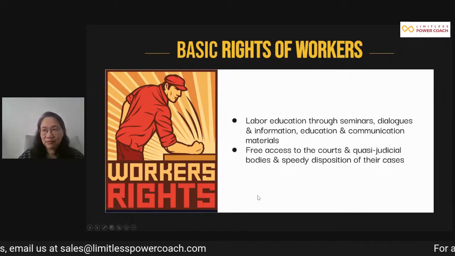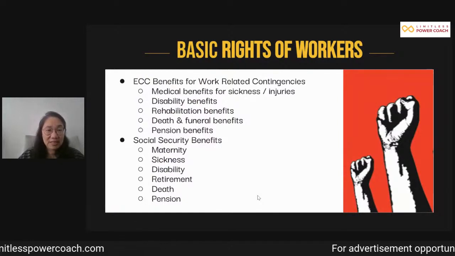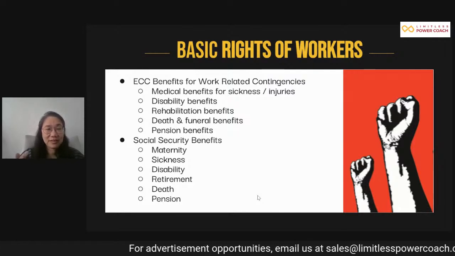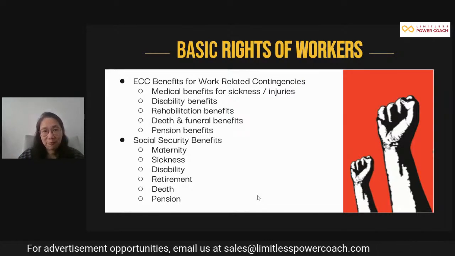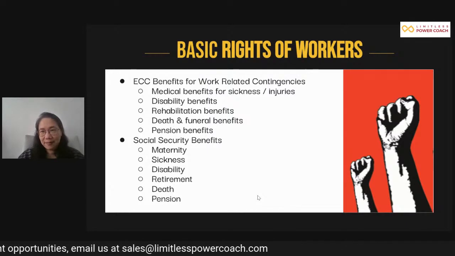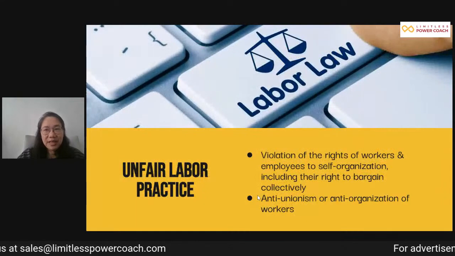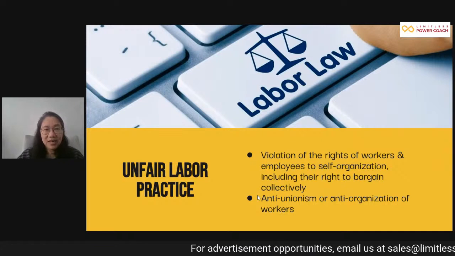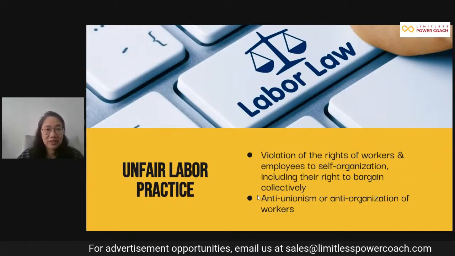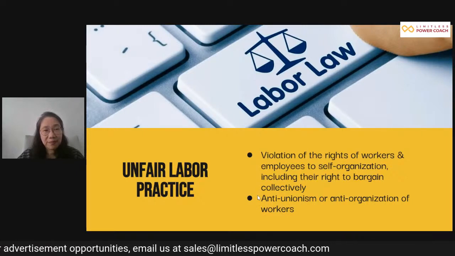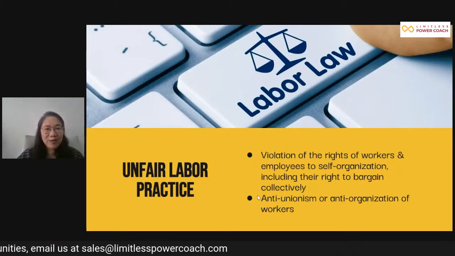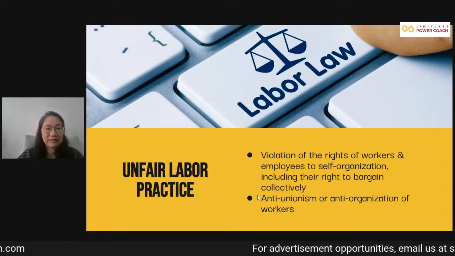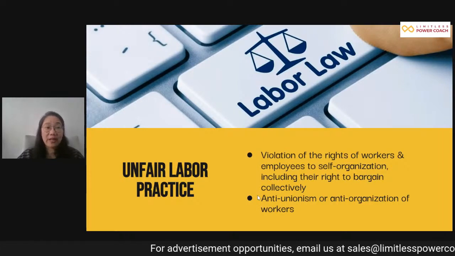Of course, as we also have shared, no, they are entitled to the ECC benefits, the employees compensation, the SSS, the Social Security benefit, the PhilHealth, the HDMF, no. So these are the mandatory benefits that you are familiar with already. Okay, and sabi natin, no, okay, there is a so-called unfair labor practice. Pag sinasabing unfair labor practice, no, this pertains to the violation of the right of the employees to self-organize. So if you are prohibiting employees to organize themselves, to collectively bargain, they can charge you with ULP.